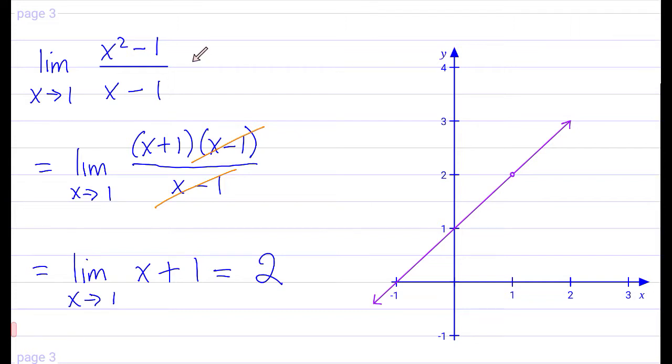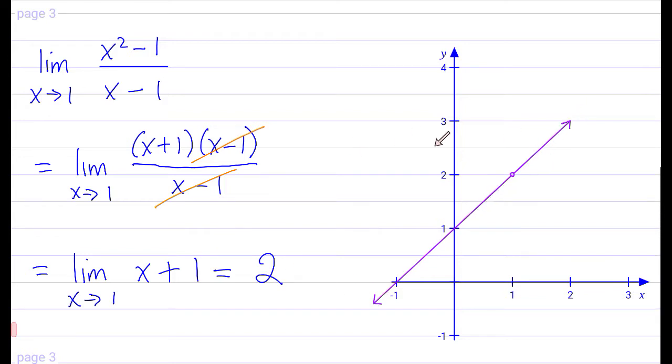This limit, even though I couldn't plug in 1 into my original function, the limit still actually exists, and that limit is 2. You may have been wondering, why is this graph here? You may actually recognize a graph like this if you watched the first part of this video series. This graph is this polynomial. If x is not equal to 1, it's equivalent to the line y equals x plus 1. That's this.